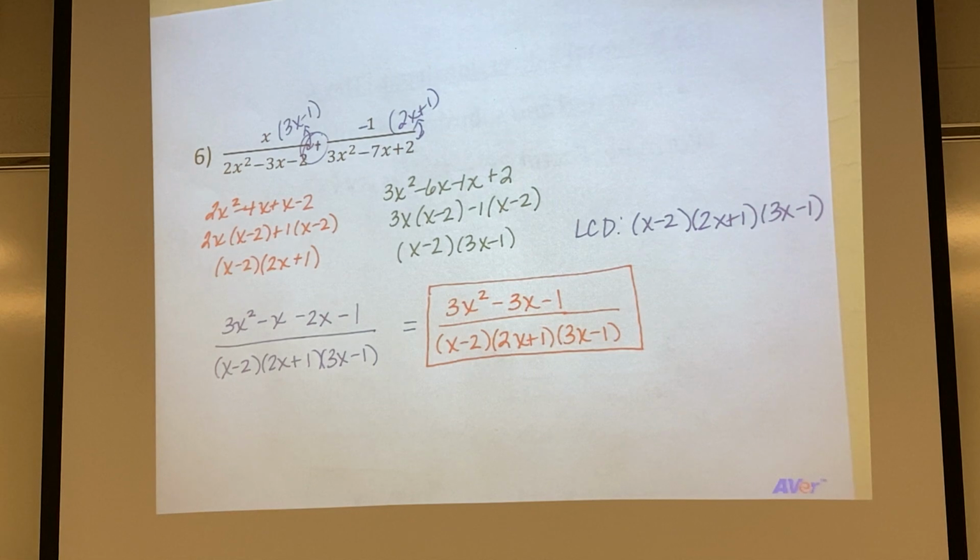So with all of these additions and subtractions, make sure you factor first, then find the LCD, and multiply each fraction by what is missing from the LCD.